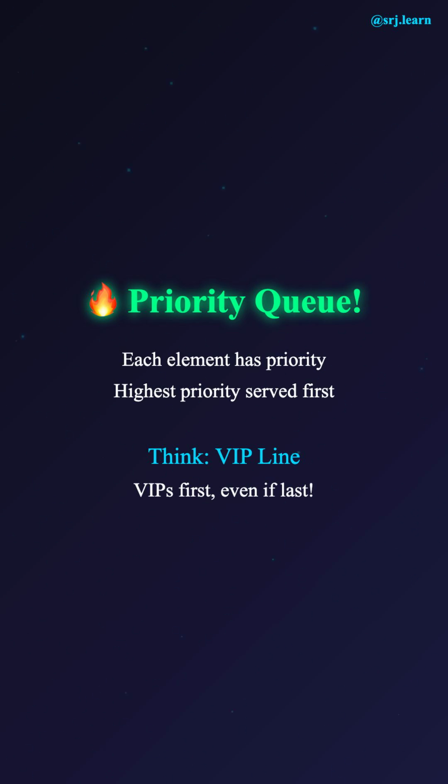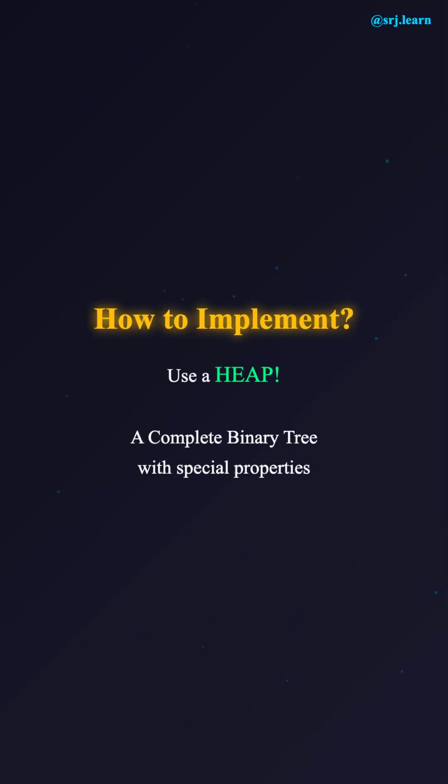So what exactly is a priority queue? It's a special data structure where each element has a priority value. The element with the highest priority is always served first, regardless of insertion order. Think of it like a VIP line at an event. VIPs get served first, even if they arrived last. Now, how do we implement this efficiently? That's where heaps come in.